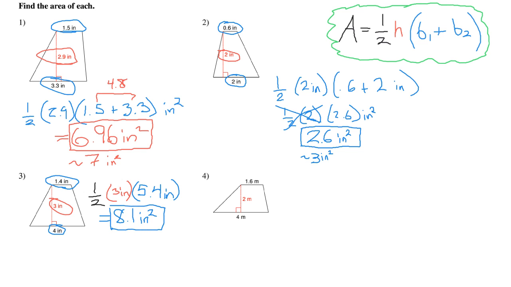Okay. Now, if we wanted to round that one, it would be 8 inches squared, but we're not going to do that right here, right now. Let's look at number 4. So here the height is 2 meters.